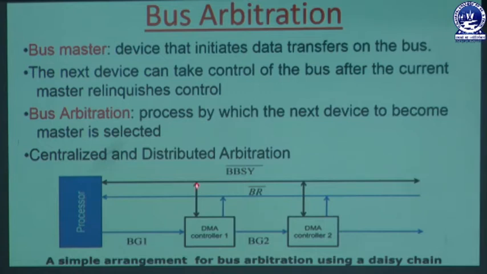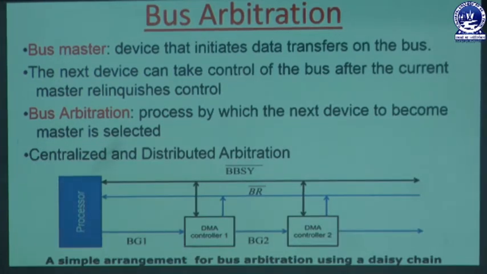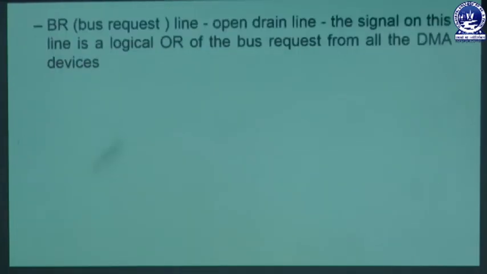Okay, but the bus busy lines are bidirectional, that means the data or the information can flow in both directions, from the bus to the device and also from the device to the bus. First one is BR, the request line, or you can say the bus request line. Otherwise it is called an open drain line. The signal on this line is a logical OR of the bus requests from all the DMA devices.